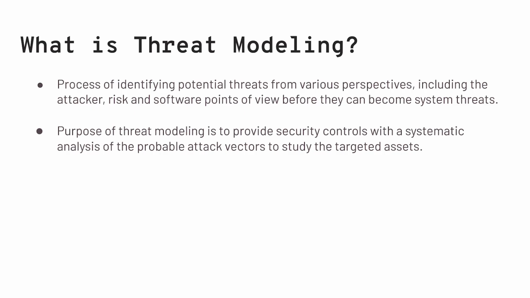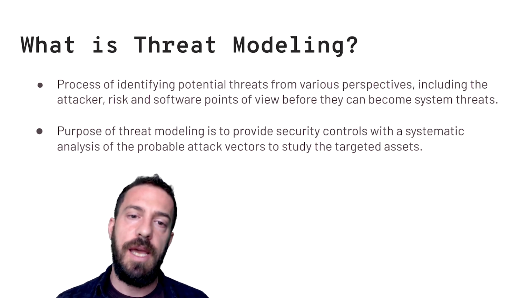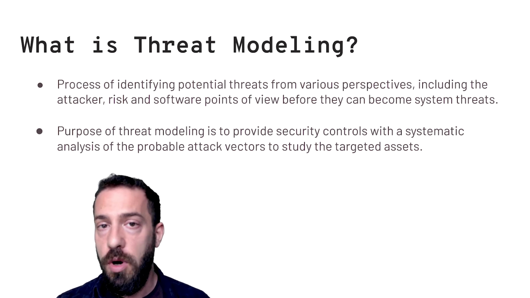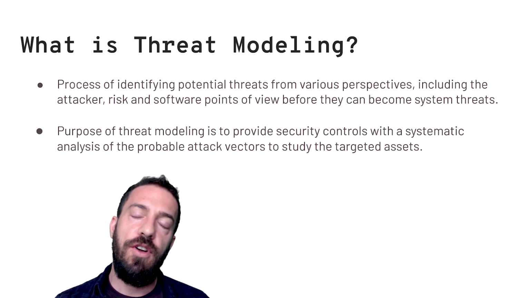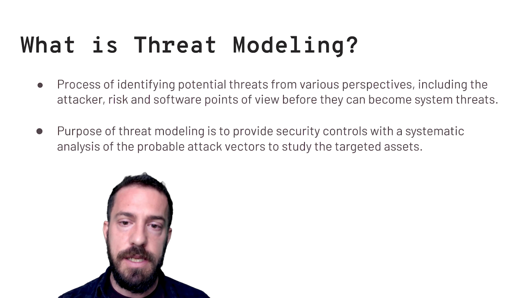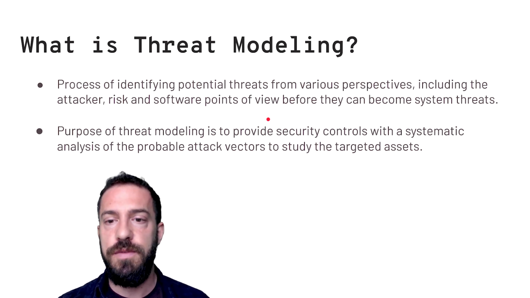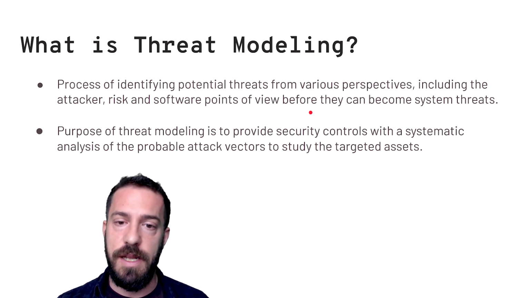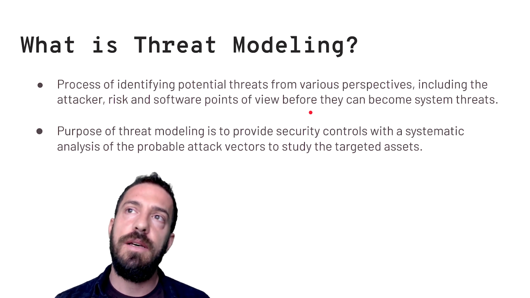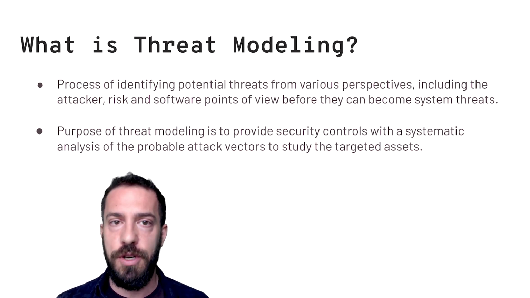In order to be able to enumerate the threats, and create a systematic approach to be able to identify most of them, if not all of them, we follow a process that we call threat modeling. The definition of threat modeling is the process of identifying potential threats from various perspectives, including the attacker, risk and software points of view, before they can become system threats. So in other words, we're trying to find a systematic way of enumerating all the possible threats.